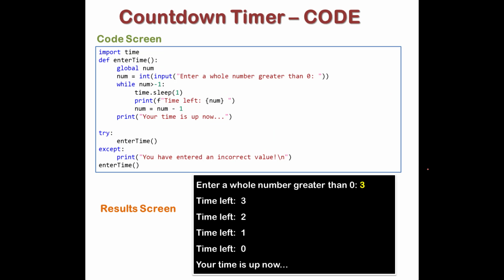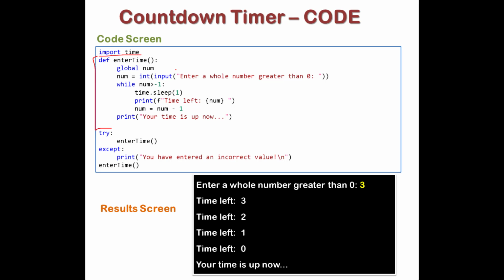Now here is the code. I didn't do the pseudocode for this, but the code here is whereby we're going to import time. Import time allows our program to use the timing function. Then we're going to define a new function. Sometimes this is called a subprogram, or a subroutine.